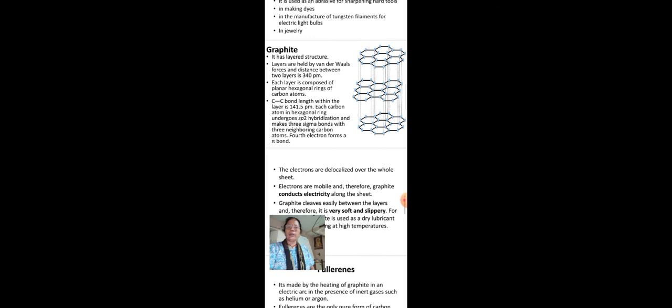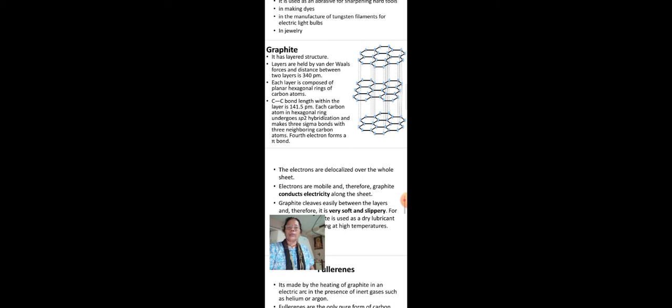Third, it is graphite. It has a layered structure, which is shown in the diagram. Layers are held by van der Waals forces, and the distance between two layers is 340 pm. Each layer is composed of planar hexagonal rings of carbon atoms. The carbon-carbon bond length within the layer is 141.5 pm.